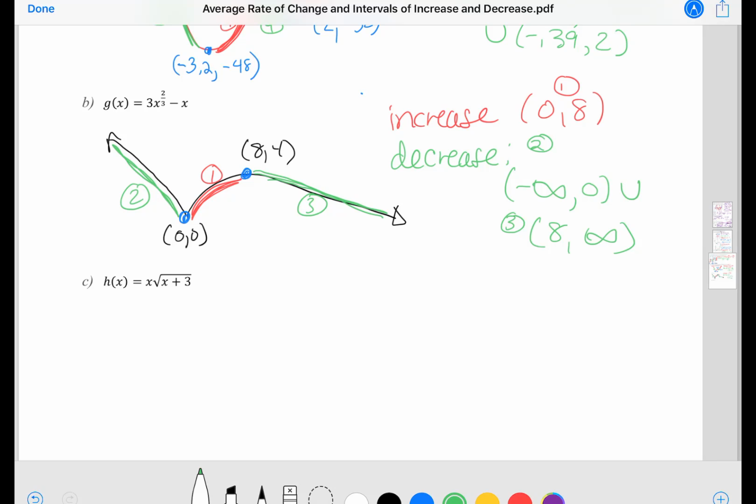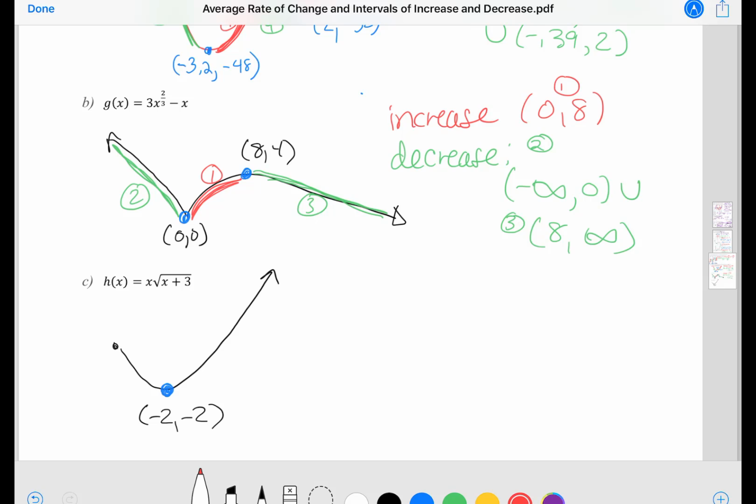Okay, last graph, when I put this h of x in on my calculator and I graph it, I'm going to get a picture that looks like this. So I'm only going to have one local minimum. And when I find that value on my calculator, that is going to be the point (-2, -2).